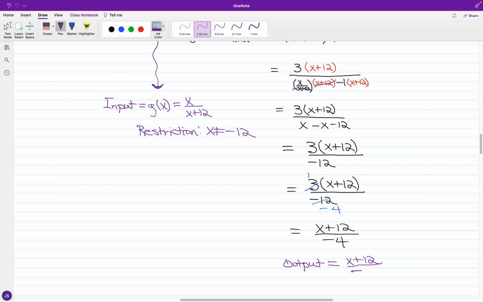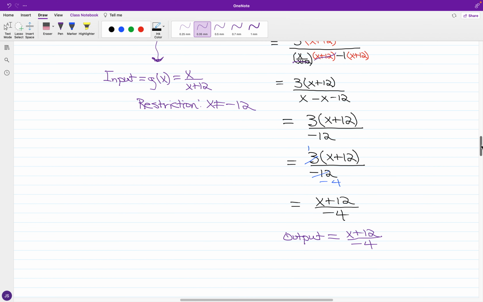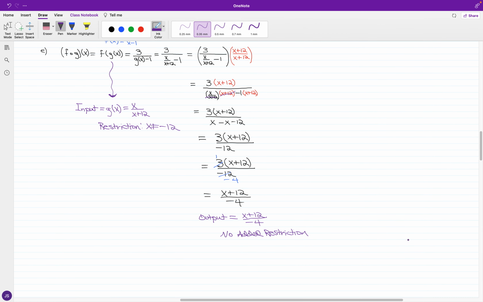okay, now we got a fraction, but since we do not have a variable expression in the denominator, we say that in this case for the output there's no added restriction. All right, so for this composition, the only restriction is going to be that x cannot be negative 12.